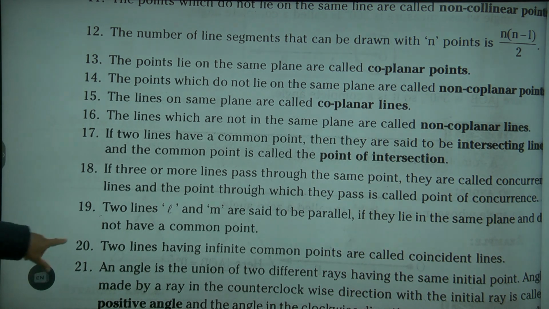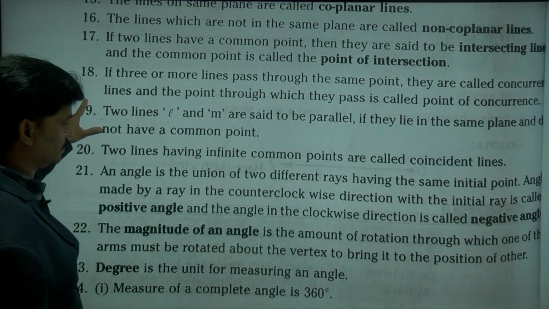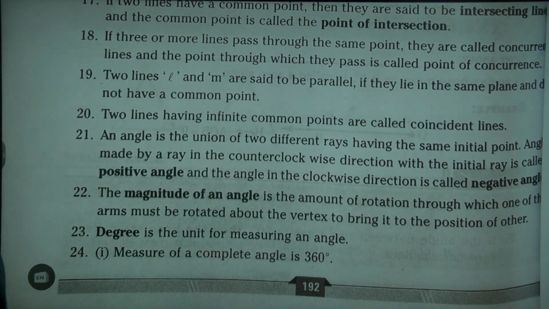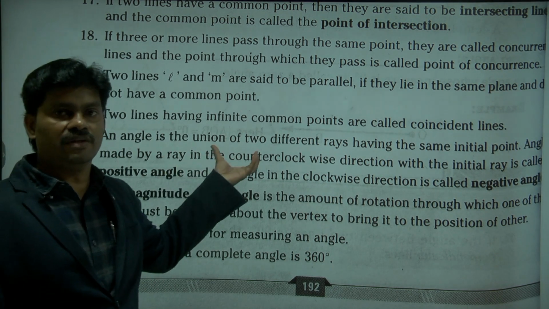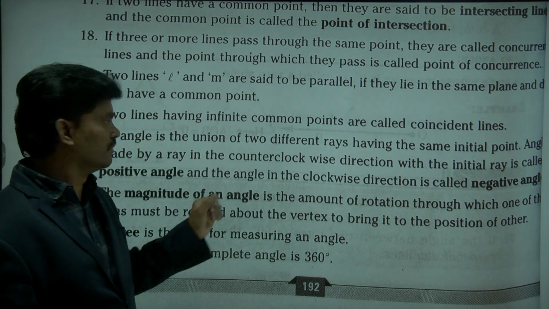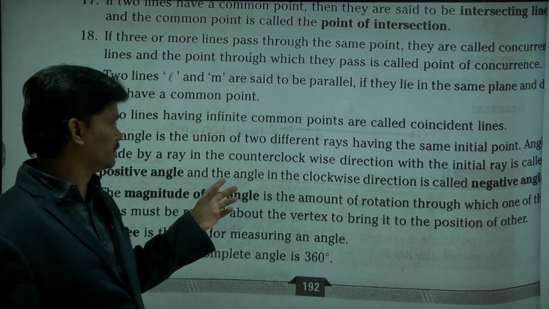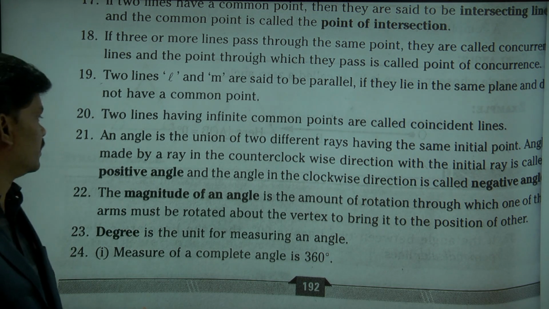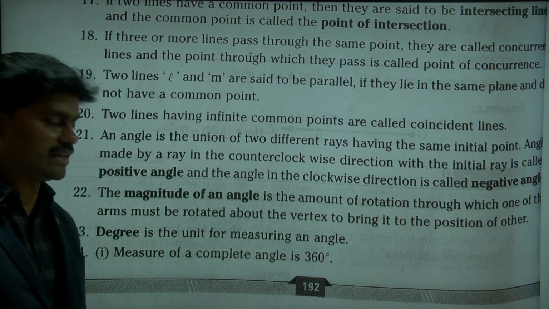And the last, positive angle and negative angle. Some more there. An angle is the union of two different rays having the same initial point. An angle made by a ray in the counterclockwise direction from the initial ray is called a positive angle. Anticlockwise is positive and clockwise is negative.